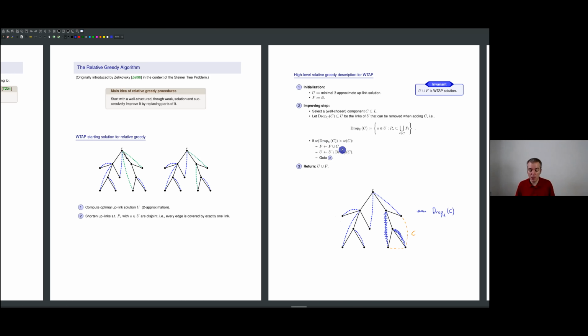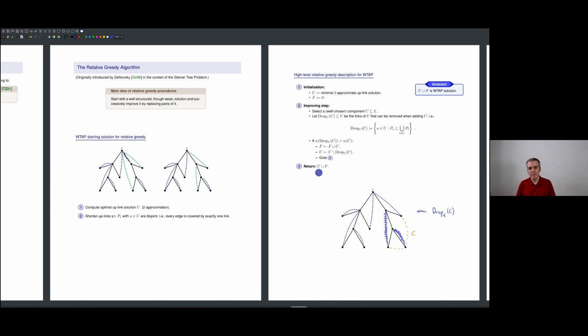I add the component to my current solution. Everything I add freshly, I add to F, which is empty at the beginning. And what I drop, I just drop from U. So I drop those links that are now covered from the set U, and I add the links in my component to the set F. And I keep going. I go back to the improving step. As long as that works out, I keep going until I have a component where the replacement step does not improve anymore, in which case I just return the union of U and F.